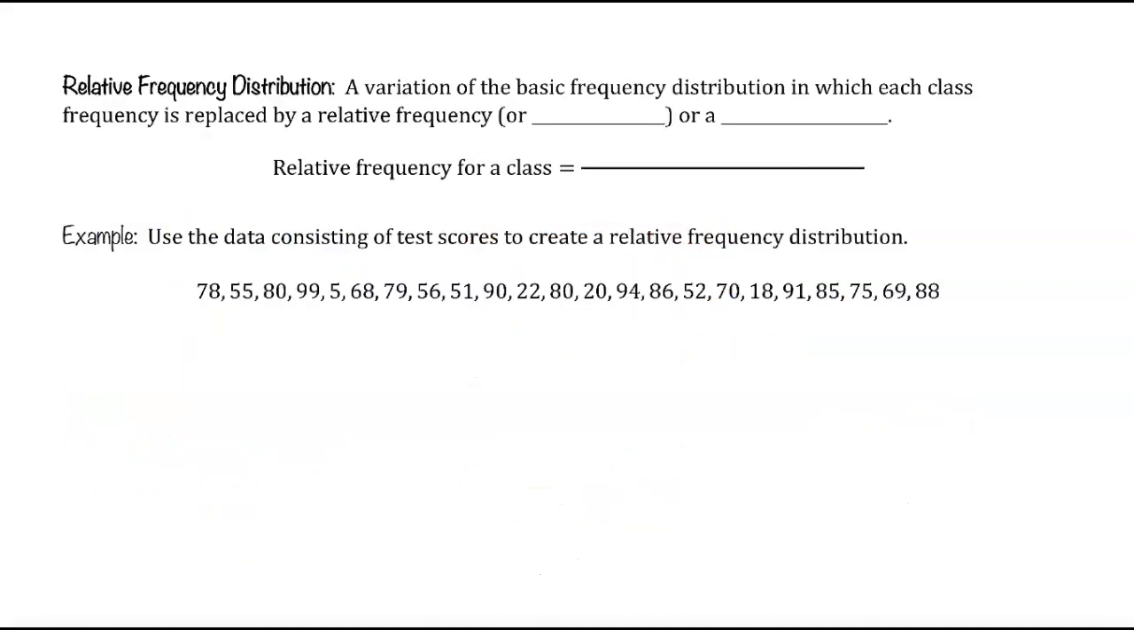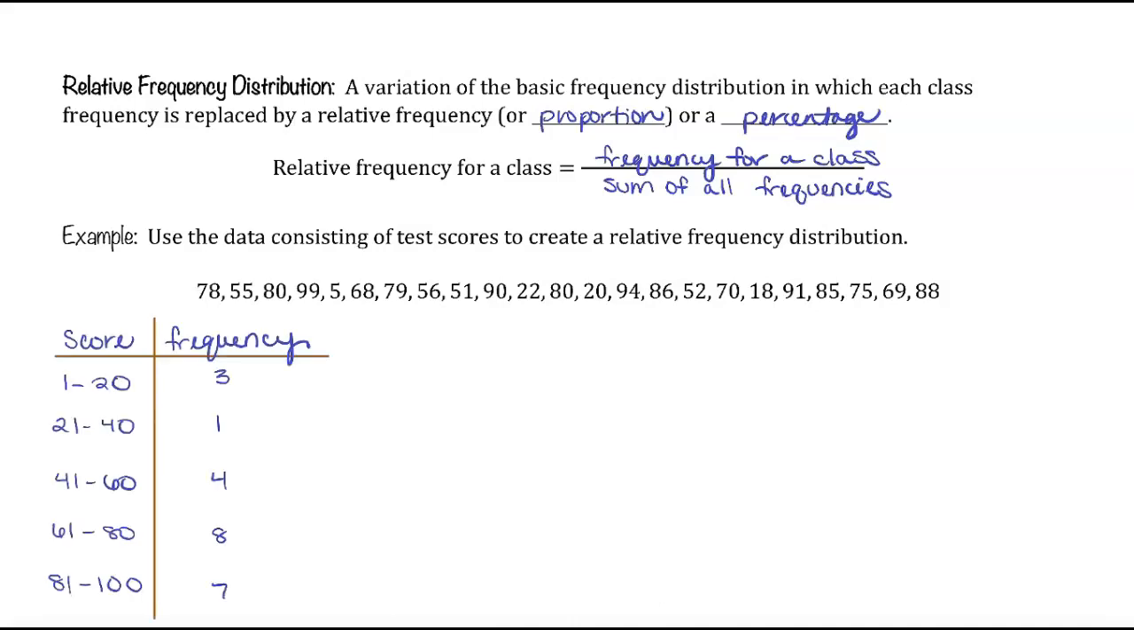A variation of the basic frequency distribution is the relative frequency distribution. This is where we take each class frequency and we replace it by a relative frequency, or proportion, or a percentage. To calculate the relative frequency for a class, we need to take the frequency for that class and divide that by the sum of all the frequencies. For example, let's look at the same data set that we just created our frequency distribution for. Here's our frequency distribution with a total frequency of 23.